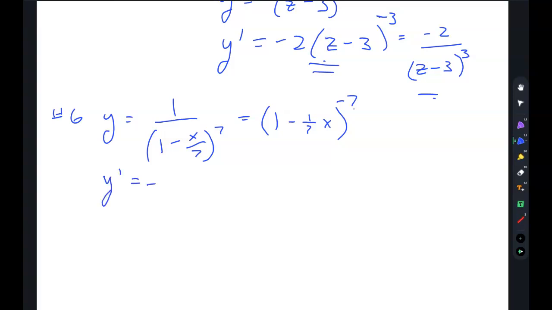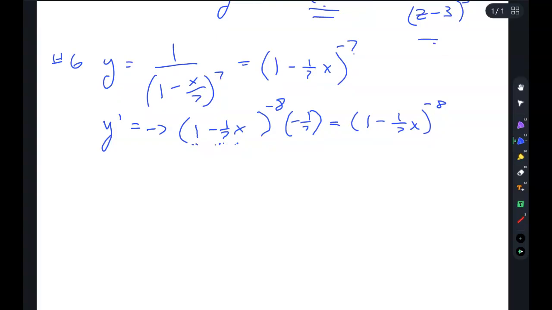Okay, so now let's take the derivative. So I bring the negative 7 down, subtract 1 from the exponent, I carry the inside along, and now I'm going to multiply by the derivative of the inside. So derivative of 1 is 0. The derivative of a number times x is just the number, so that's negative 1/7. So those 7 and negative 1/7 cancel, so I just get that.